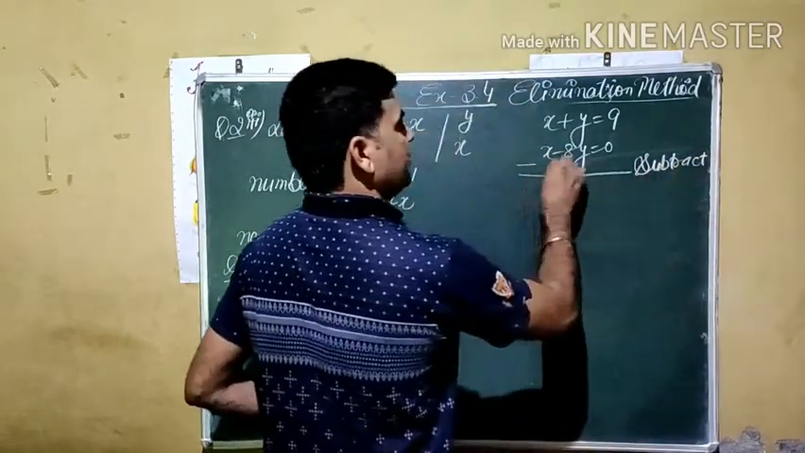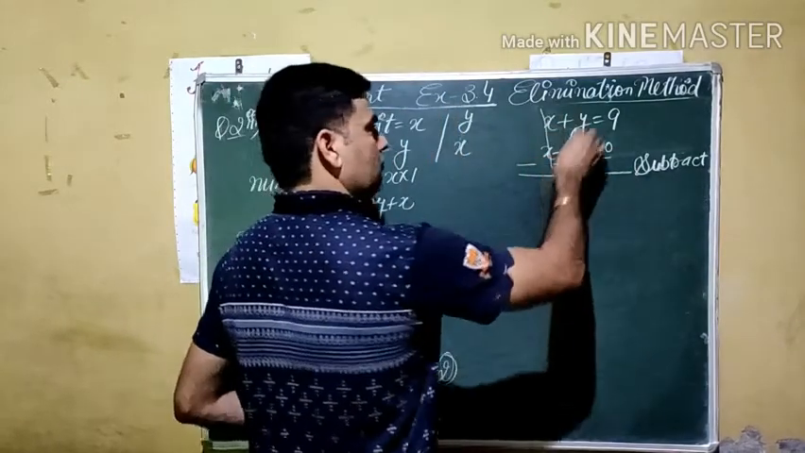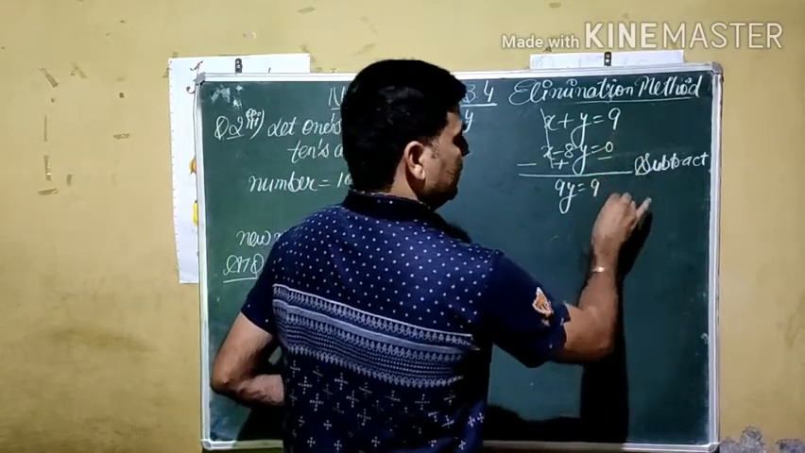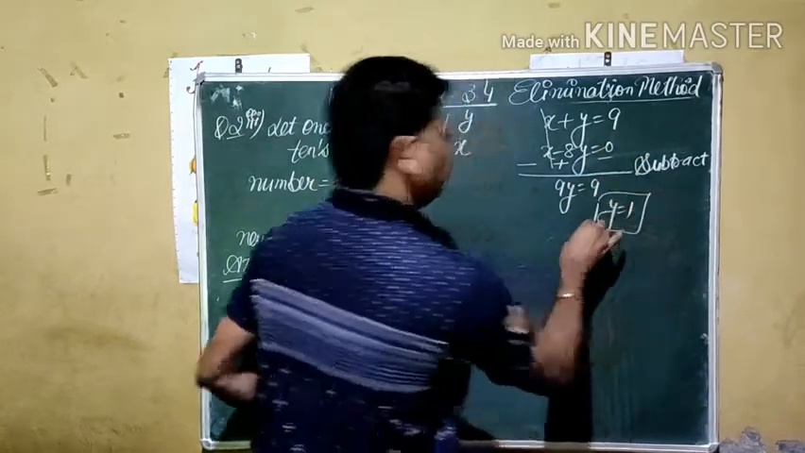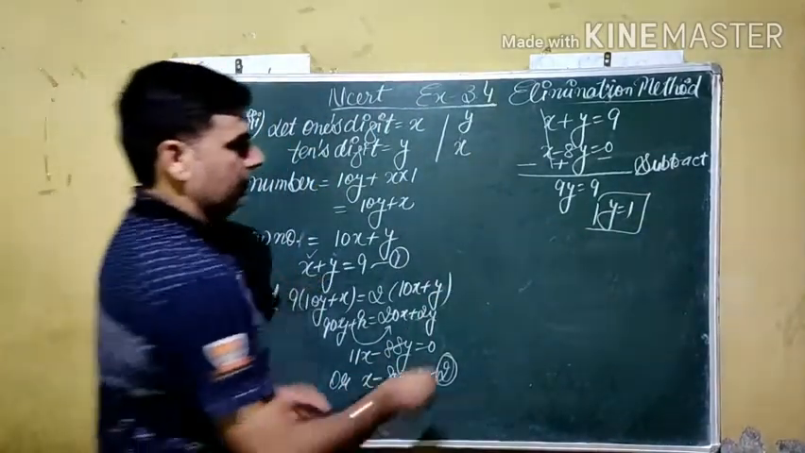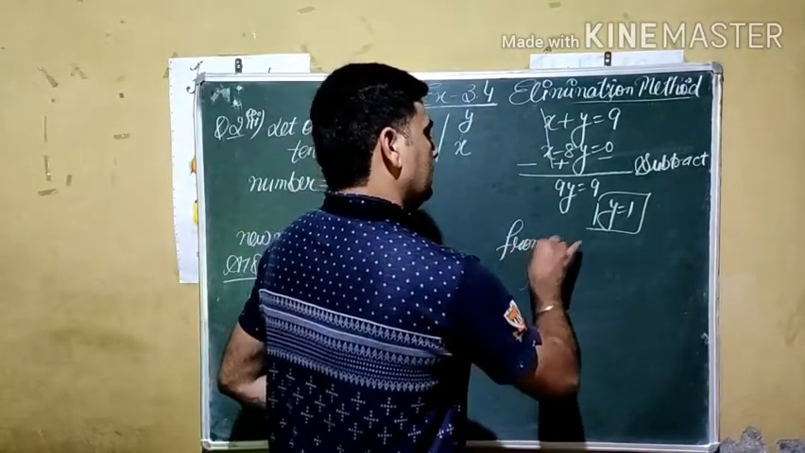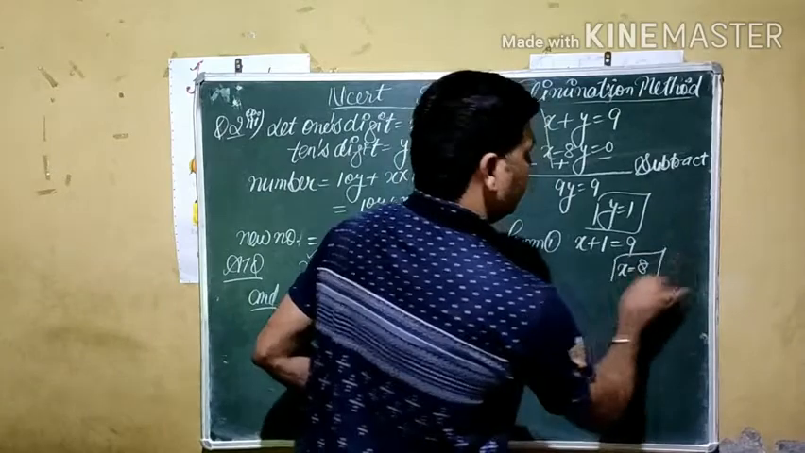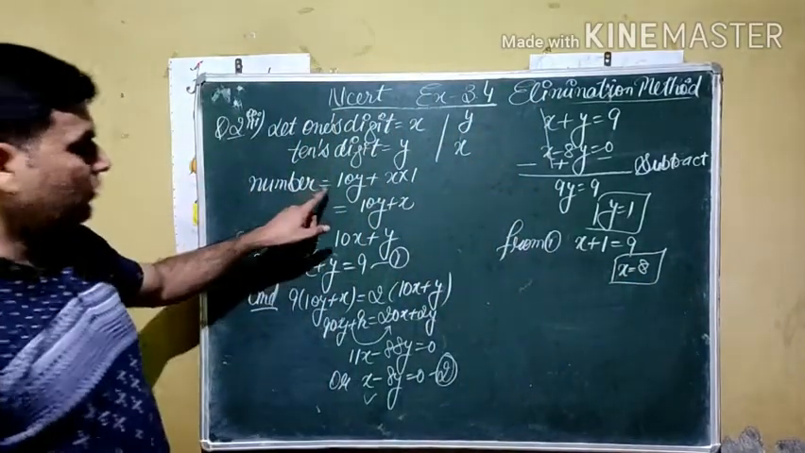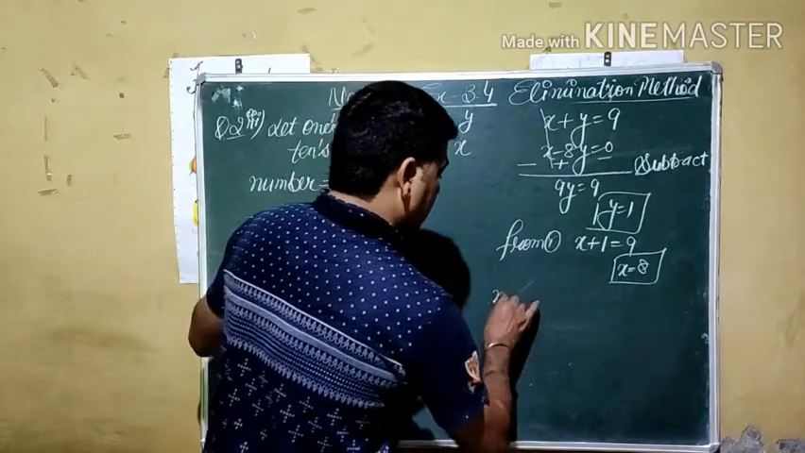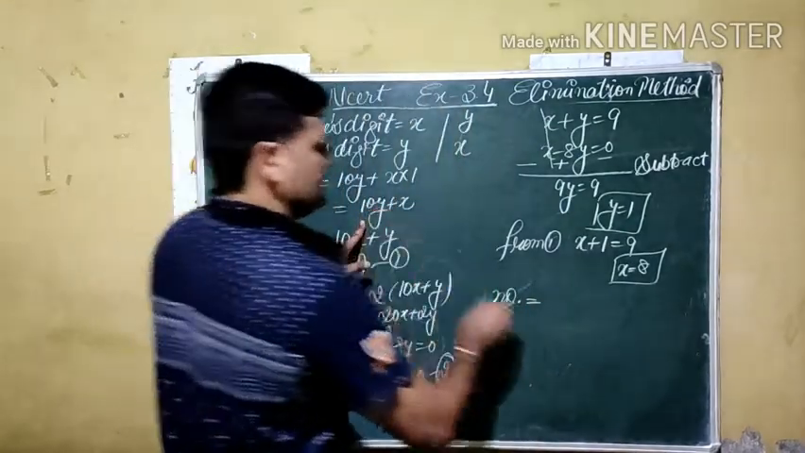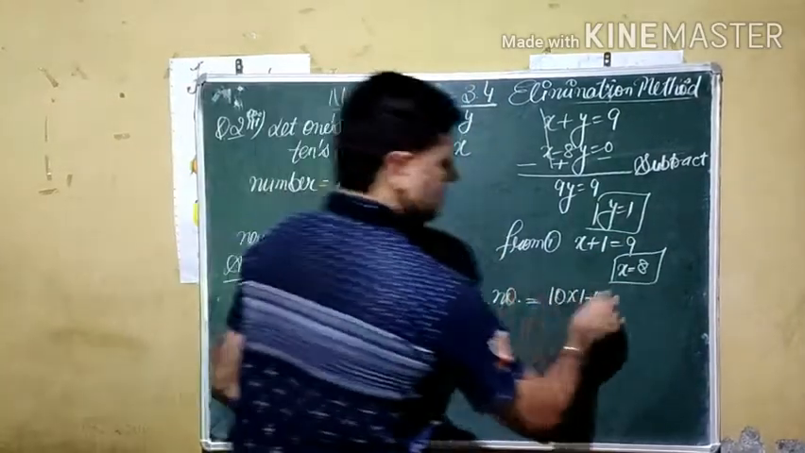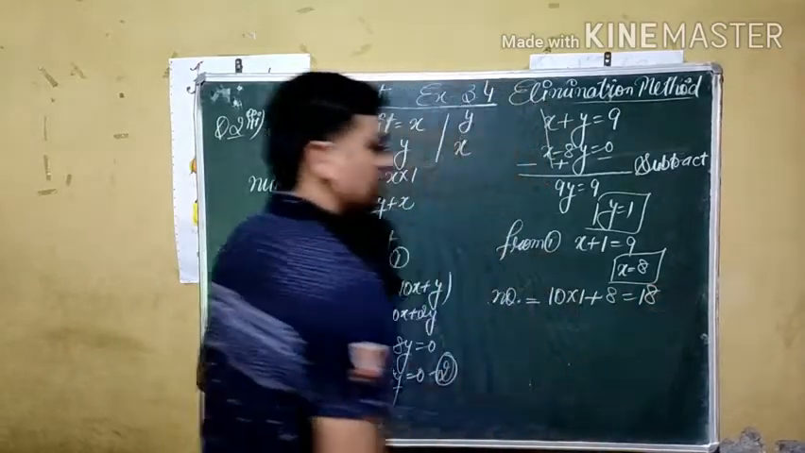Subtract them, sign change, no effect on 0, x cancels out, 1 times y plus 8 times y, 9y is equal to 9 minus 0, which means 9. So the value of y comes out to be 1. If we use the value of y in equation 1, what do we get? From 1, x plus y is equal to 9, so the value of x comes out to be 8. Using this, we want to find the original number. The number is given by 10 times x, plus y, which is 1, plus 1 times x, which is 8. If we simplify, it becomes 18.